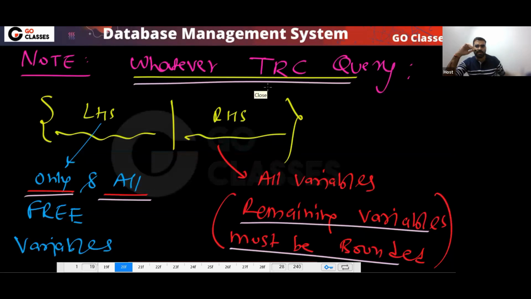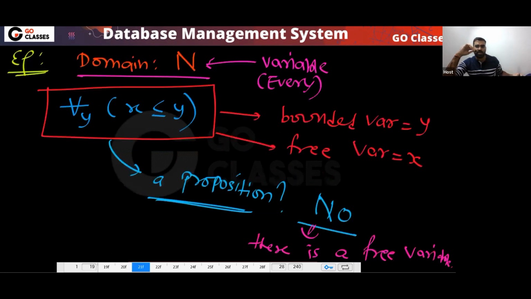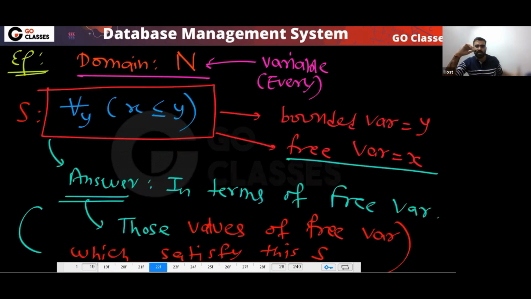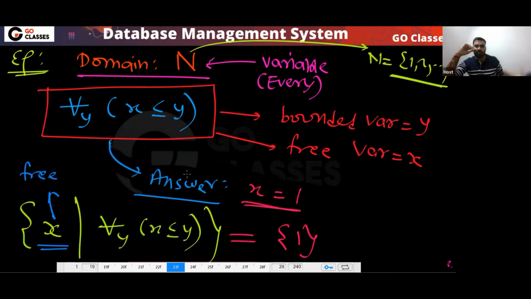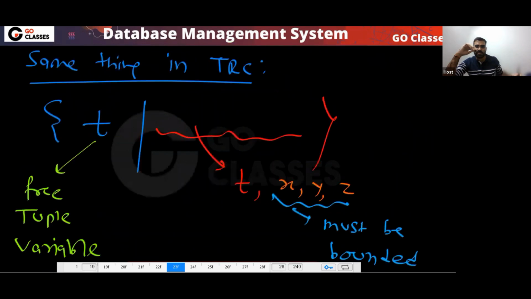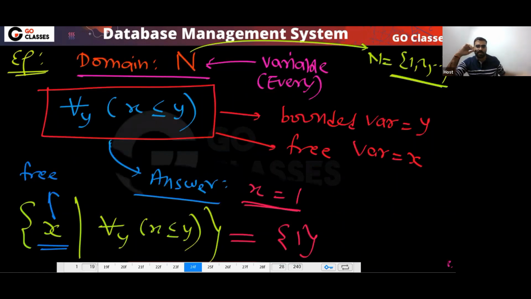See, these are concepts we have already seen in first order logic. What is a free variable? What is a bounded variable? When will your predicate become a proposition? You can notice this is not a proposition because there is a free variable. But the answer will be in terms of the free variable. I can say x equal to 1 will satisfy. Another question I can give you, for example, the same thing. Now who will satisfy? Tell me.